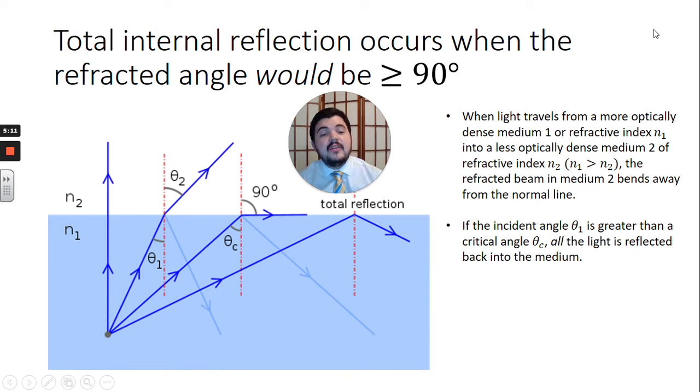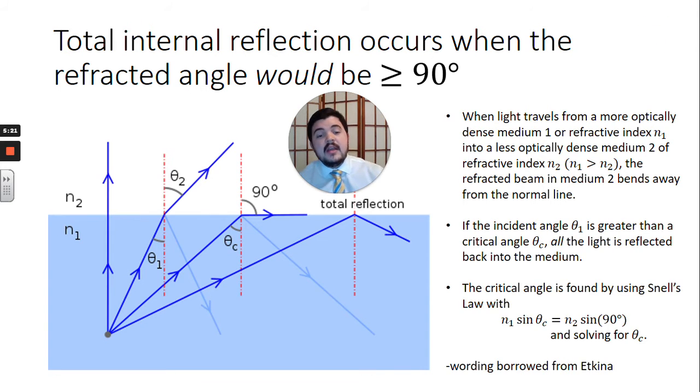If the incidence angle theta 1 is greater than some critical angle theta sub c, then all of the light is reflected back into the medium, not just some of it, but all of it. The way to find this critical angle is to use Snell's law, where the refracted angle is 90 degrees. So it's n1 sine theta c equals n2 sine 90 degrees, and you can solve for the critical angle. I borrowed some of this wording from our textbook from Keene. I want to give some credit there.